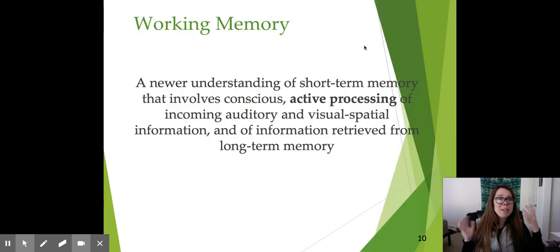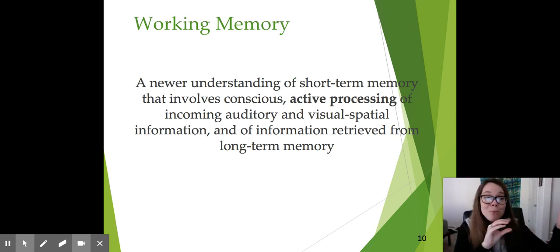So working memory, kind of what is it, right? It's a newer understanding of short-term memory. It involves conscious, active processing of incoming auditory information, so what you're listening to right now, visual information, and information retrieved from long term. So imagine working memory as a bunch of minions running back and forth from sensory memory to working memory to long term to back again.